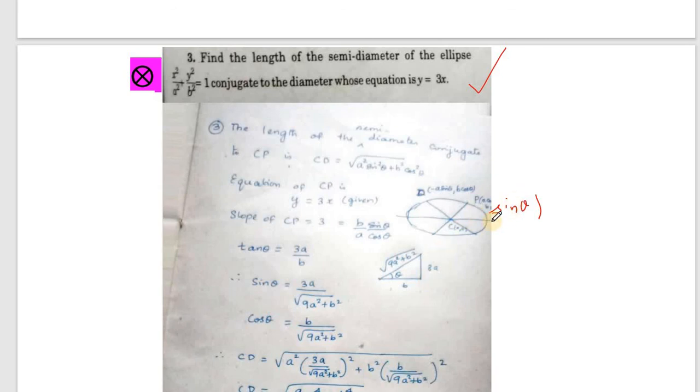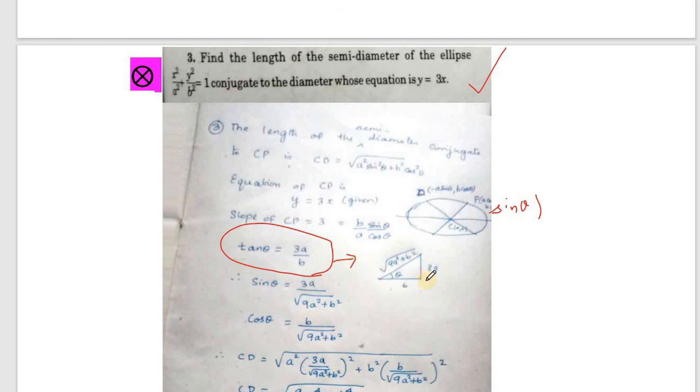Slope of CP is the difference between y coordinates divided by the difference between x coordinates. So that is what you have. So from here what we get, cross multiplying, is 3a by b is equal to tan theta. Now this is nothing but sin theta by cos theta. So whenever this is given, it's quite natural to consider a right angle triangle and mark the sides correctly.